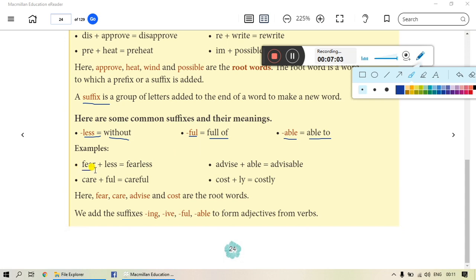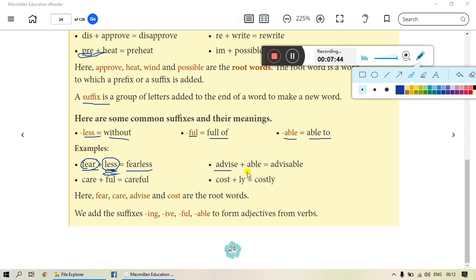Examples can be, when you add less as a suffix to the root word fear, the result is fearless. See, we are adding the suffix at the end. Earlier we were adding at the beginning. So this is the difference between prefix and suffix. A prefix is added in the beginning, a suffix is added in the ending. So less is added to the root word fear and the new word is fearless. And less means without. So something fearless is without fear. When you are not scared, when you are without fear, you are fearless.